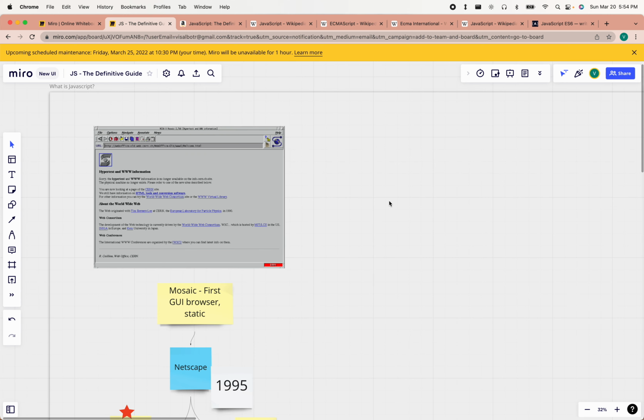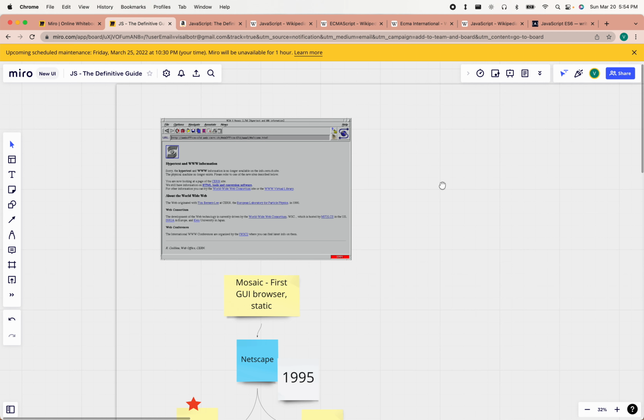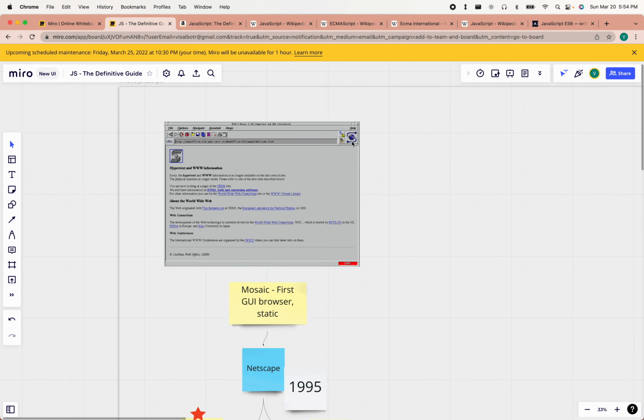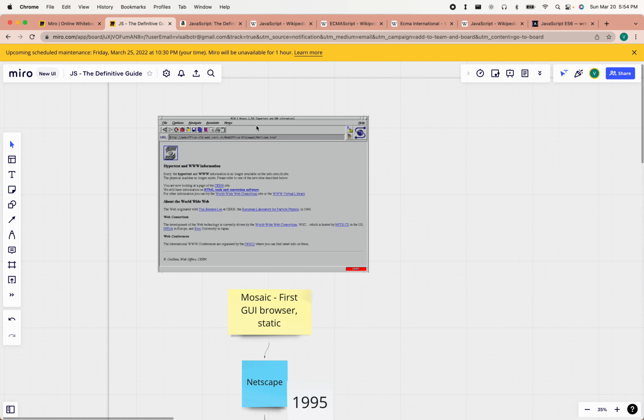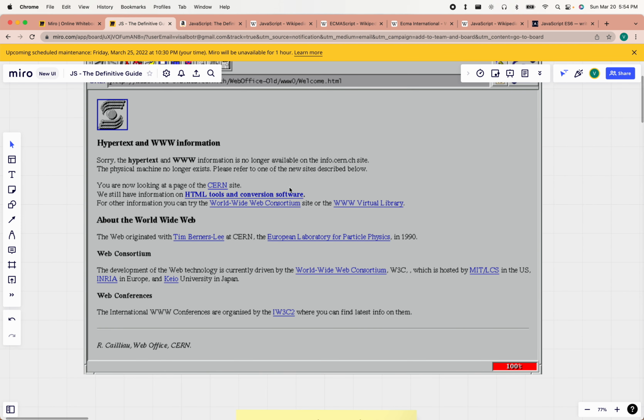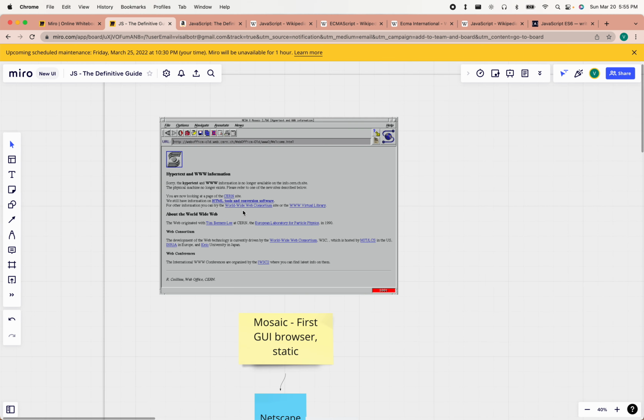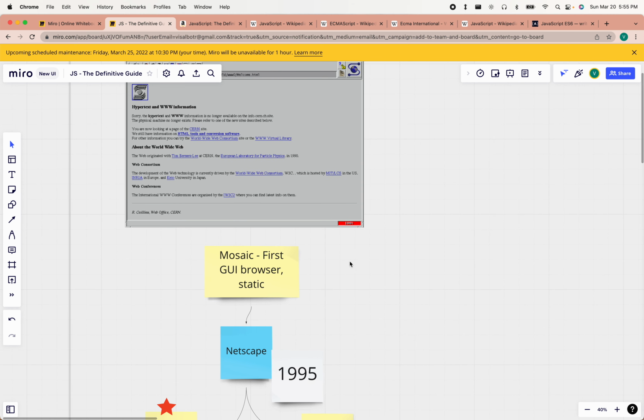So in this first video I'm going to talk a little bit, in a short form, about the history of JavaScript. So this is the browser called Mosaic. I hope I pronounced it right. This is the first GUI browser that allowed regular users to interact with the browser. However, this browser is very static, as you can see. There isn't any button or any interaction that the user can do other than the hyperlink that opens a new page.